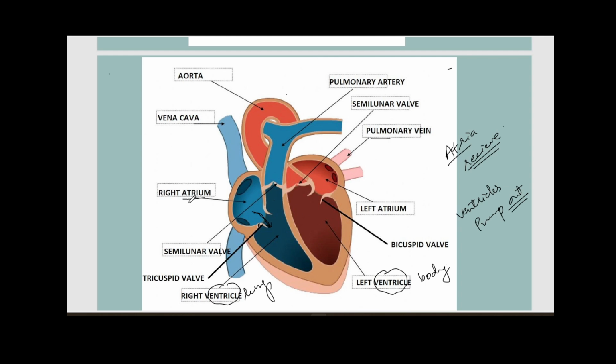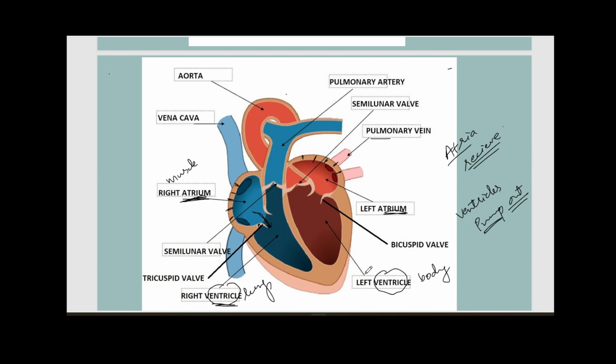Atria are just the receiving chambers. So that is why the muscular wall which is present around the atria, see this wall thickness of the atria, is lesser than the muscular thickness of the ventricular walls, because atria don't need to generate a lot of pressure. They are mostly receiving chambers, so they have very thin muscular walls. Ventricles are the pumping chambers. They need to pump the blood out of the heart.